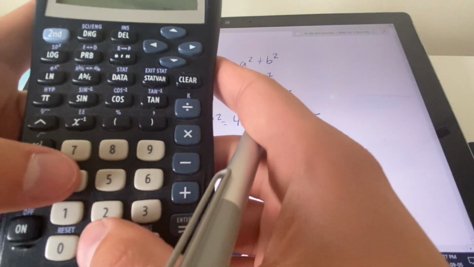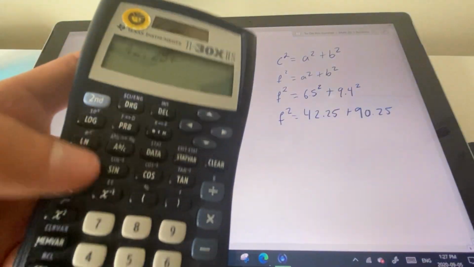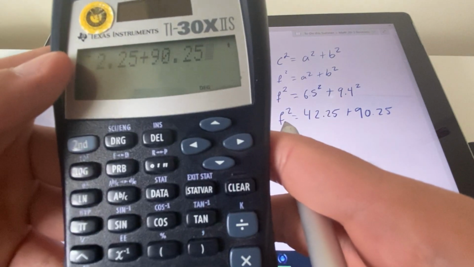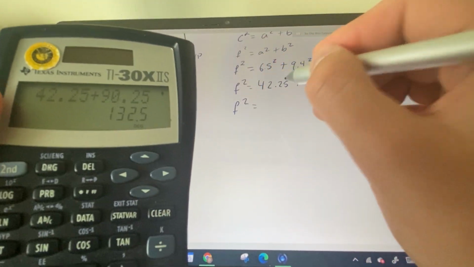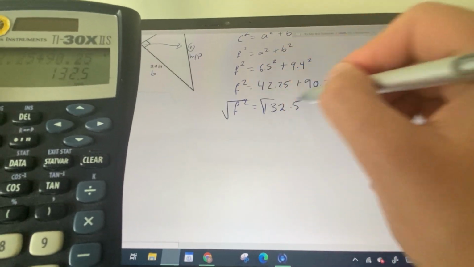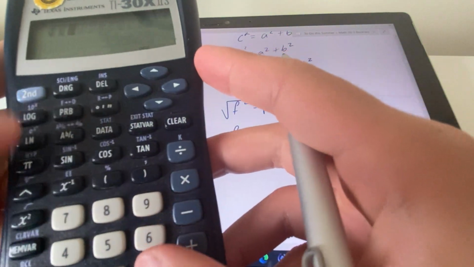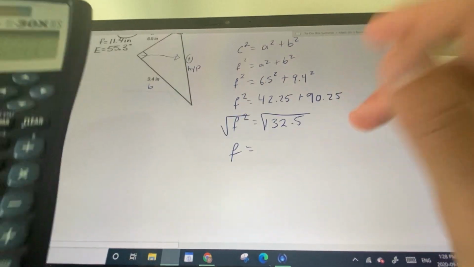So 42.25 plus 90.25. Okay, and that will give me 132.5, and we can square root both sides. So F equals the square root, and that will give me 11.